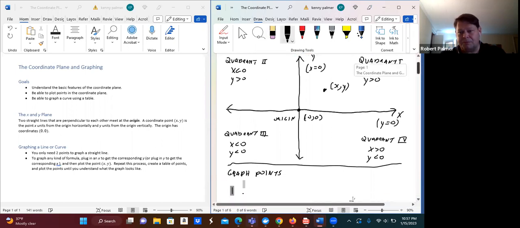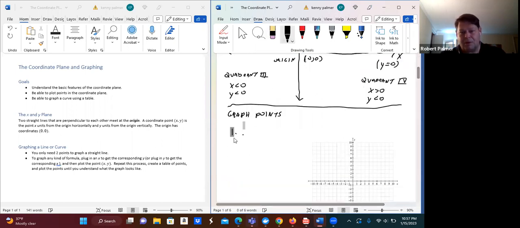Let's try that again. Let's draw it down here. Okay, so let's say we have a point, say 1, 3. So where is that? 1, of course, is our x coordinate. So we find positive 1 on our x-axis, which is right here. Then 3 is our y coordinate. So we find 3 on our y-axis, which is right here. And so this point 1, 3 is just that point right there. That's 1, 3.